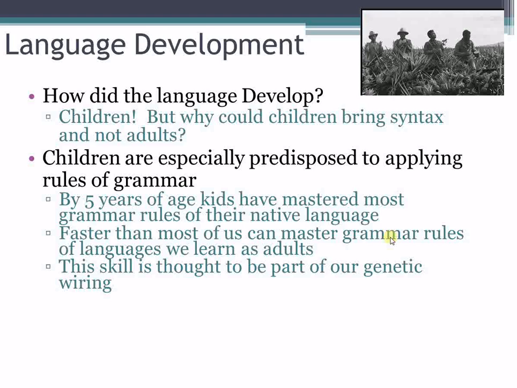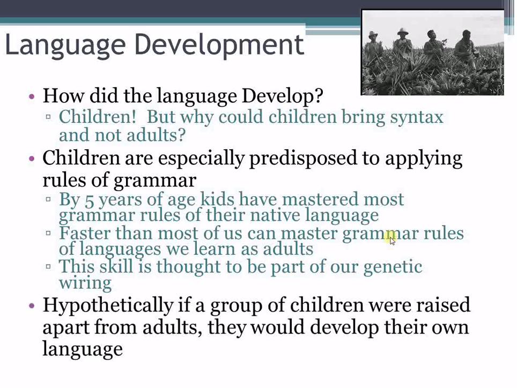By 5 years old, most kids have mastered the grammar of their native language, and this is faster than most of us could learn a language as adults. If you or I tried to learn Japanese or French or some other language, we find it exceedingly difficult. But if you took a baby and raised them in a bilingual household where they spoke both Spanish and English, that baby would learn both of those languages relatively effortlessly. And so this is part of the evidence that we're predisposed to learn language, but also that learning language is part of our genetic endowment.